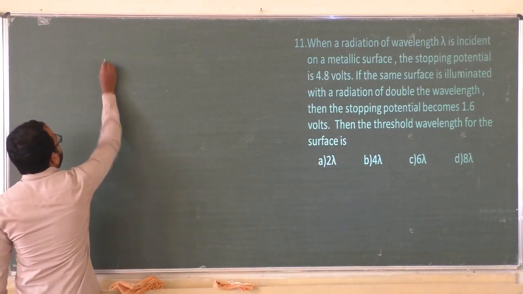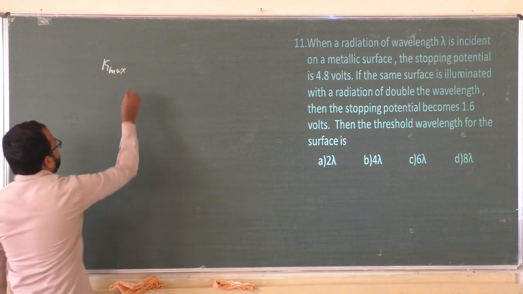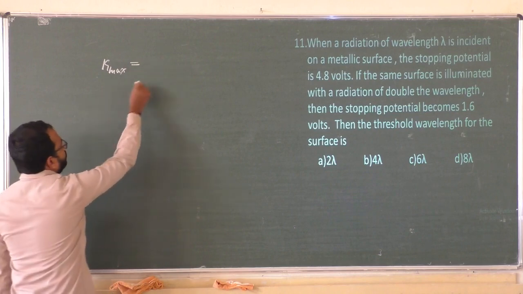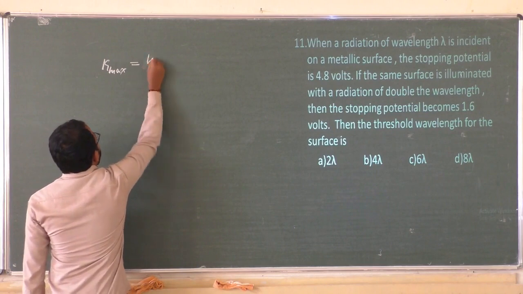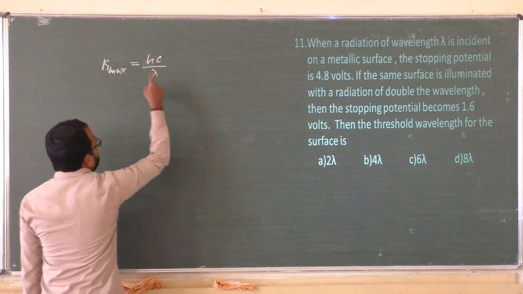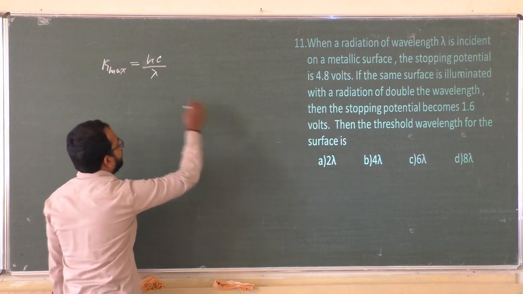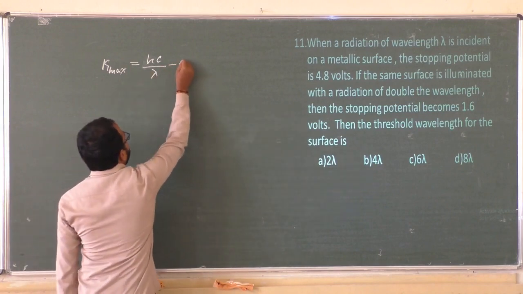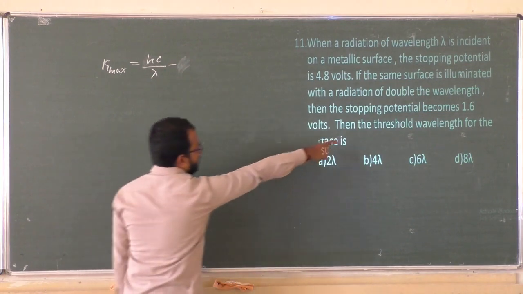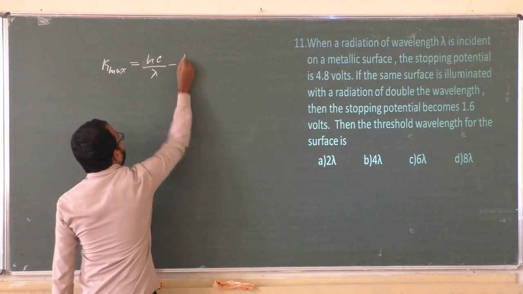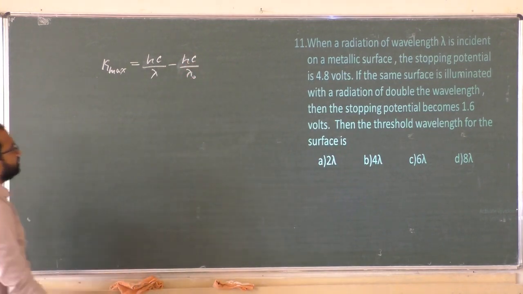So we have Einstein's photoelectric equation, K maximum is equal to h nu or hc by lambda. Now it is given the wavelength, therefore hc by lambda minus phi naught. What is asked is the threshold wavelength, so express phi naught in terms of lambda naught, which is equal to hc by lambda naught.